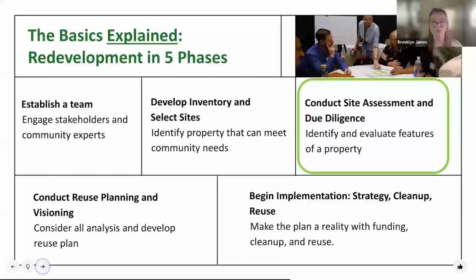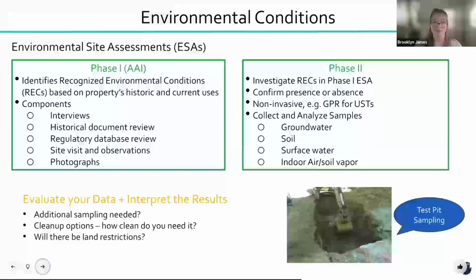Okay, so you've made your inventory, you've picked your priority site, now you're ready to begin doing the evaluations of the environmental conditions on that site. So that's what we're going to talk about next. Next slide, thank you. So these evaluations are called environmental site assessments, or ESAs. We have a lot of acronyms here at EPA, so you might want to write this down in your dictionary of acronyms. But there are two types of ESAs, a phase 1 and a phase 2.